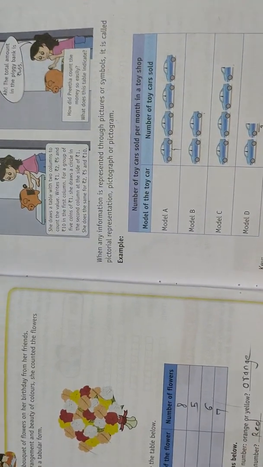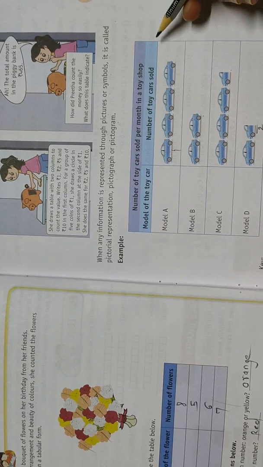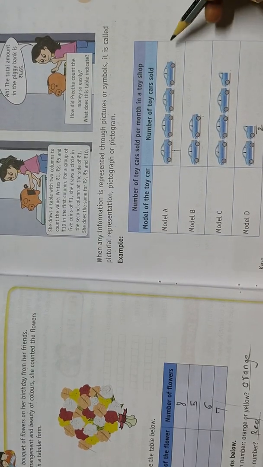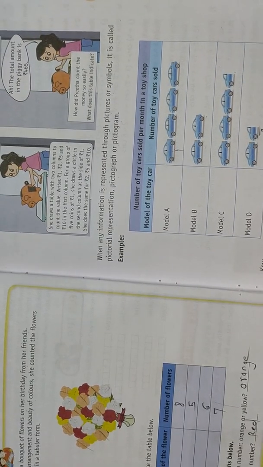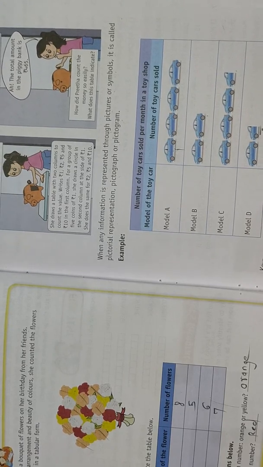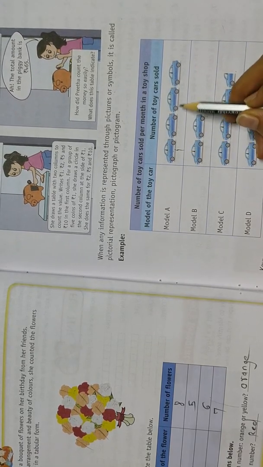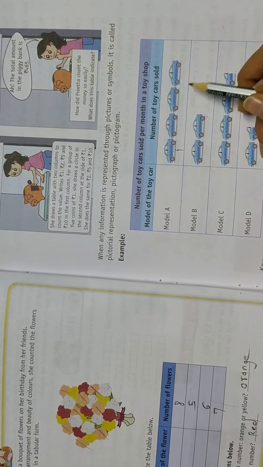So this information is given in the form of a table or in the form of a pictograph? Because pictures are used, pictorial representation is given. So this example is given.